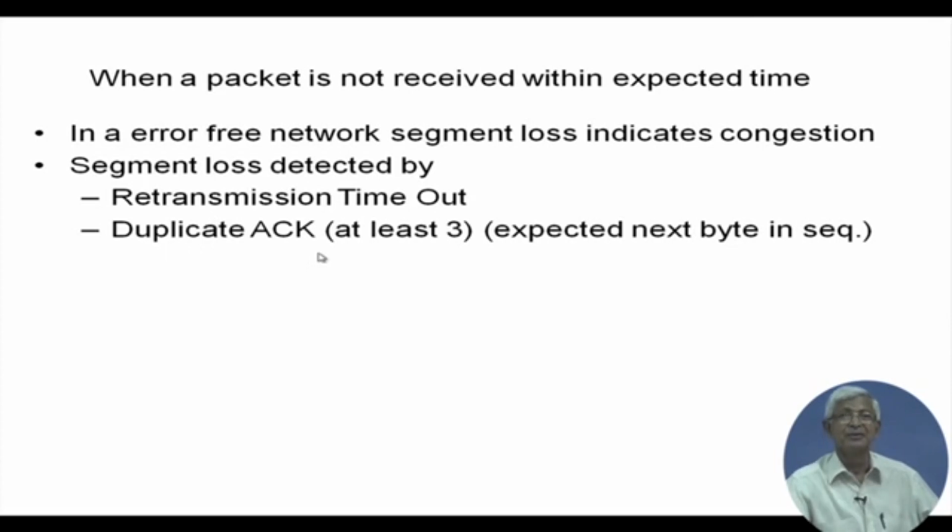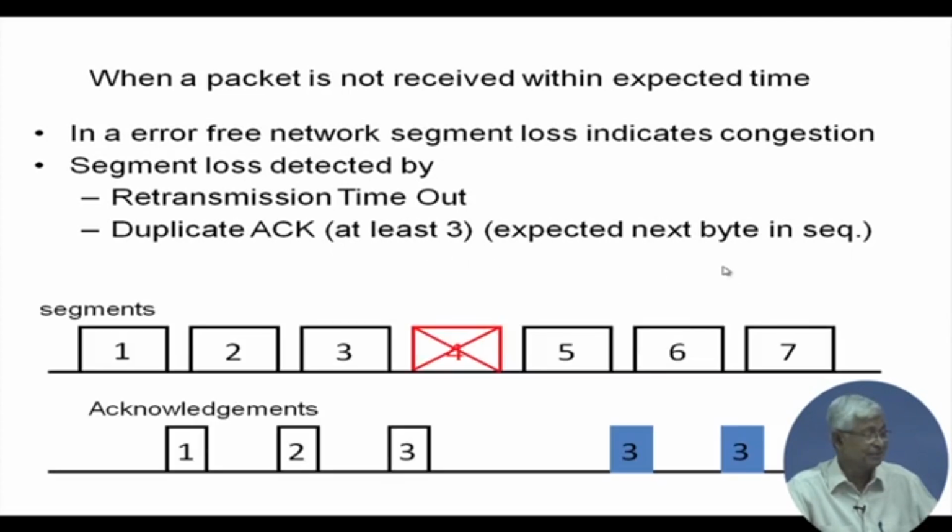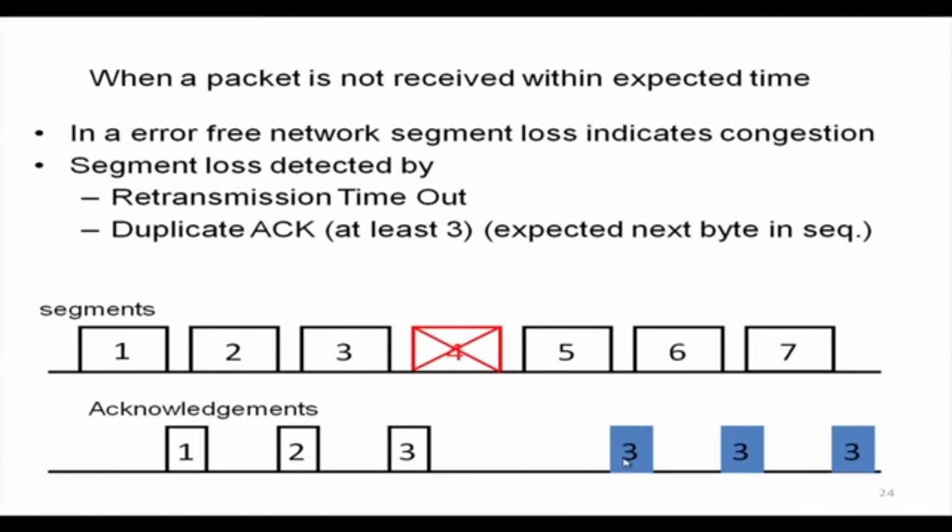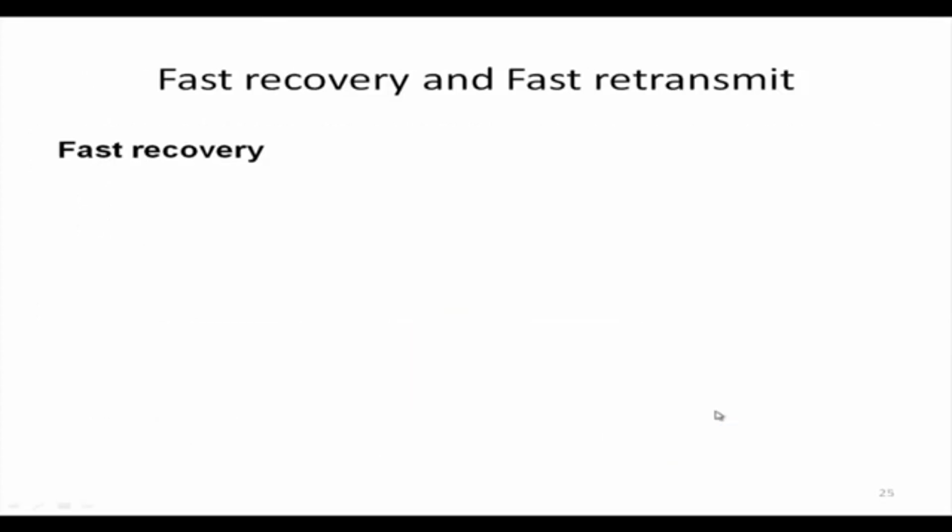We have seen earlier that the duplicate ACK says there is a segment loss, but subsequent segments have arrived. The expected next byte in the sequence, say segments 1, 2, 3, 4, has not been received, so there is a hole. So you will send the acknowledgement for 3, 3, 3 like that, for all subsequent segments when they are received.